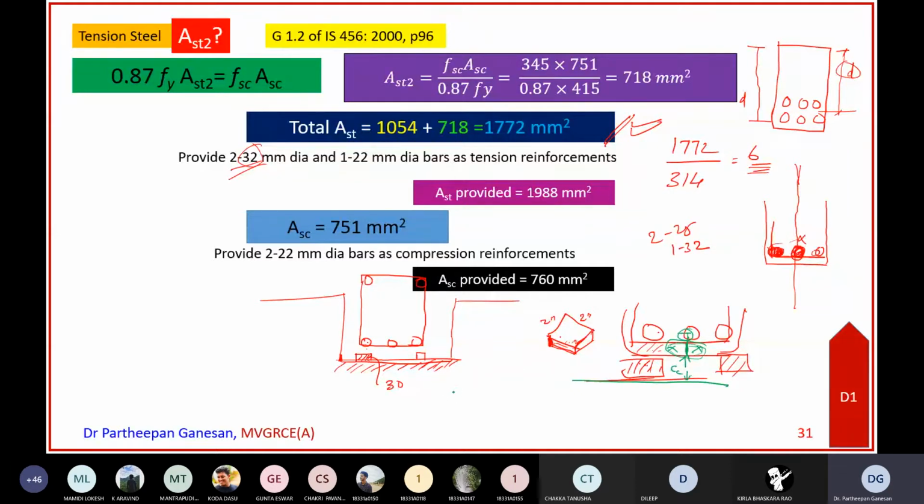They will take effective cover equal to clear cover plus half the diameter of the main bar. This much only they will take. That's also fine. It's not a big deal.